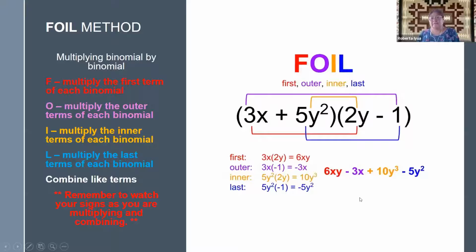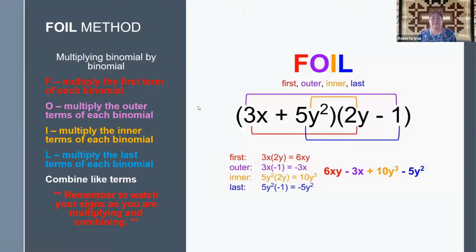In this example, we do not have like terms because we're using both x and y as our variables. So 6xy minus 3x plus 10y to the third minus 5y squared. Always remember your signs. You have a positive here and you have a negative here. So always remember to pay attention to your signs as you're doing this.